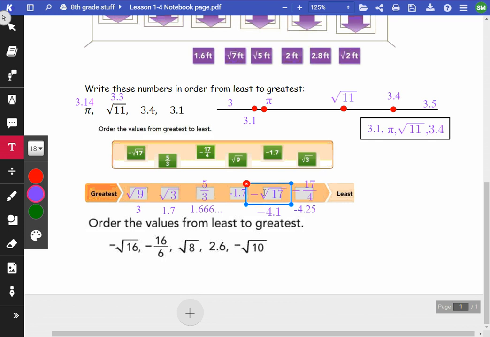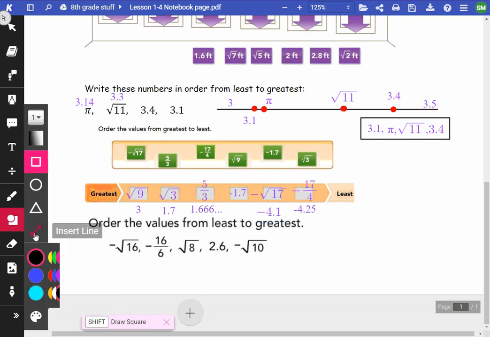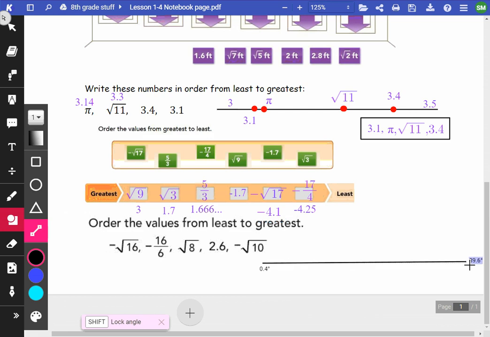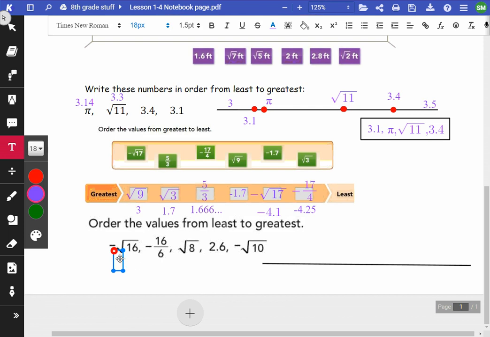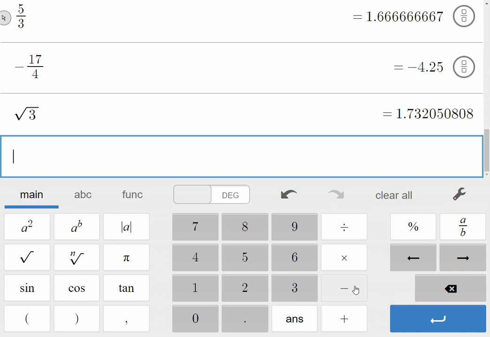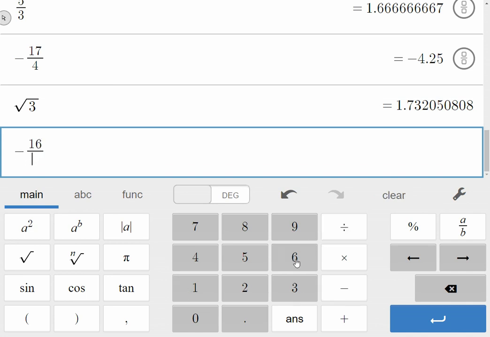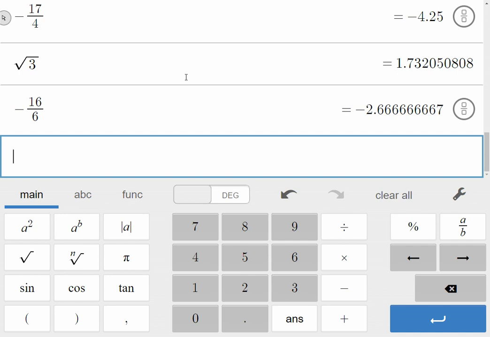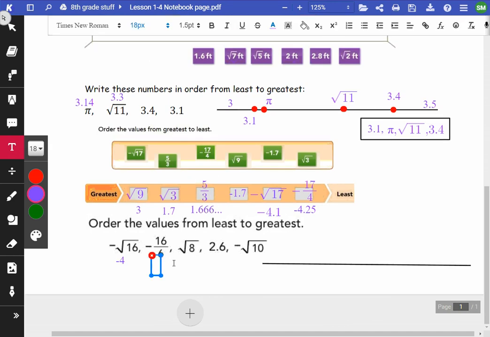Beautiful. Now, one more thing we're going to do. Order these from least to greatest. I'm going to pull a number line again, guys. This is a smart way to do this. And you can just draw a number line super easy. And then change your values so you know what range you need here. Negative square root 16. Well, I know that the square root of 16 is 4. So that's going to be negative 4. Negative 16 over 6 I'm going to do here. Negative 16 divided by 6. Enter. Negative 2.6 repeated. I'm putting that right here. Negative 2.666 dot dot dot.